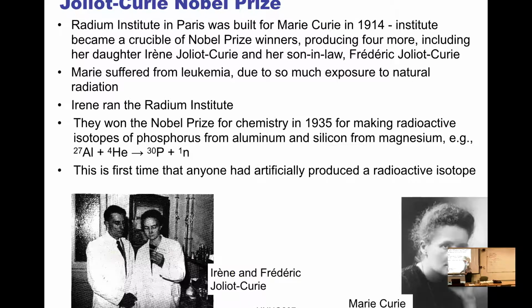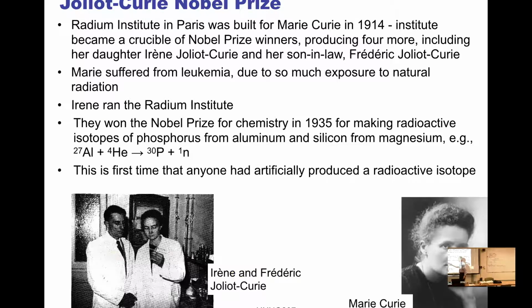their Nobel Prize in 1935, Irene and Frederick Joliot-Curie, was the first fabrication of artificial radioactivity. So that was the next frontier. How do you do something to make a radioactive nucleus?